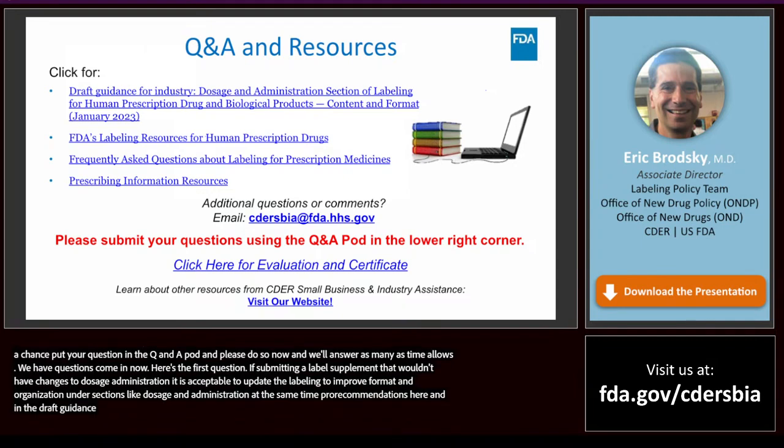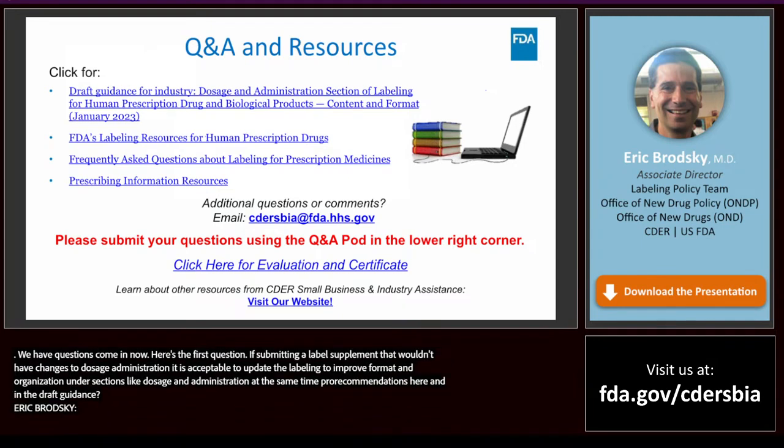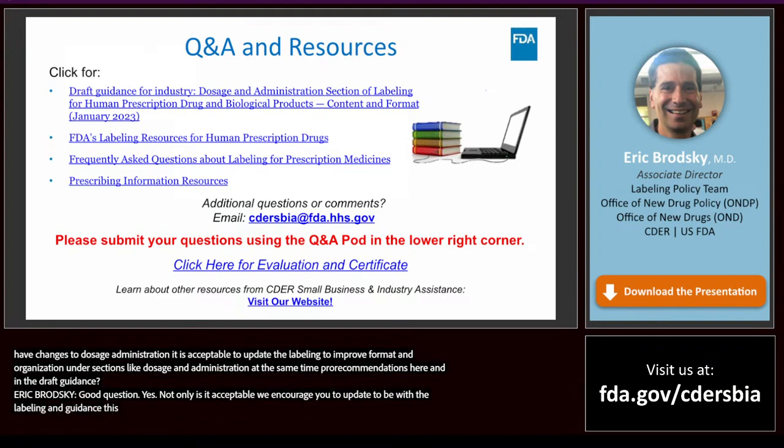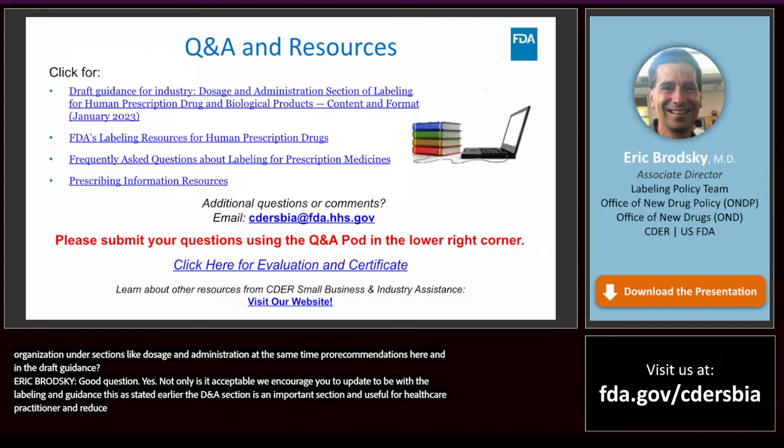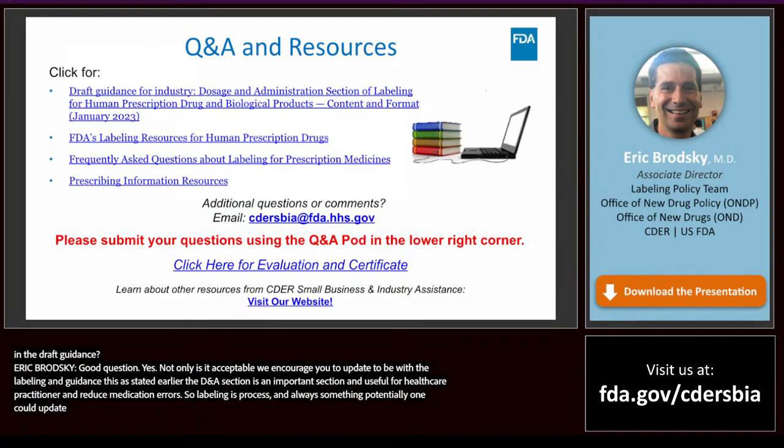Good question. Yes. And not only is it acceptable, we would encourage you to update the labeling to be consistent with the recommendations and the guidance. This obviously, as stated earlier, the DNA section labeling is an important section. It's useful for healthcare practitioners. It can potentially reduce medication errors. So labeling is an iterative process. There's always something potentially one could update. So if you see something that could be made more clear, yes, please do that.